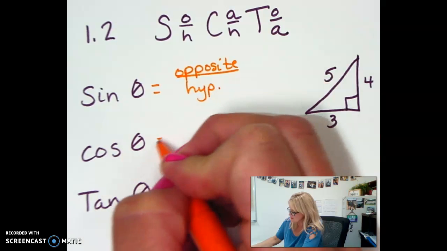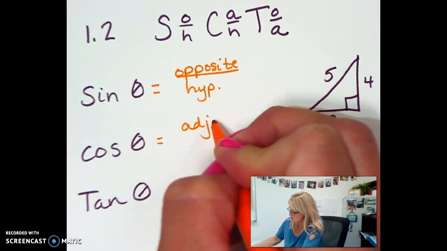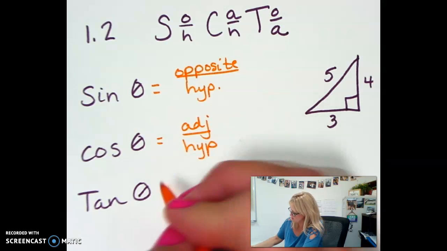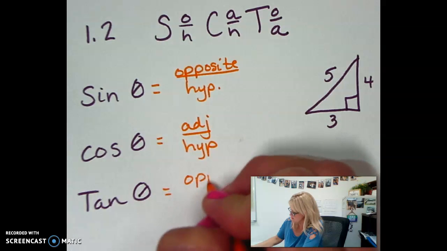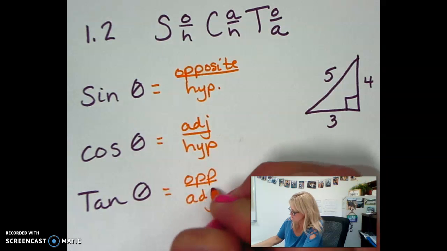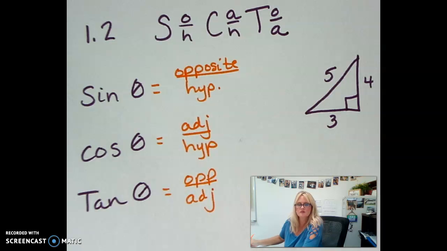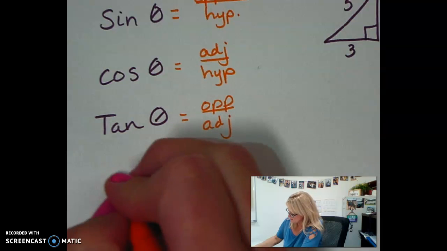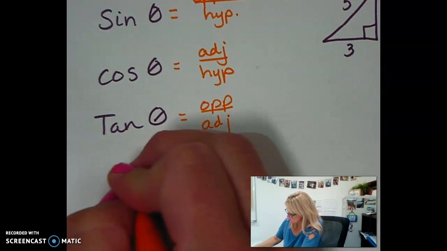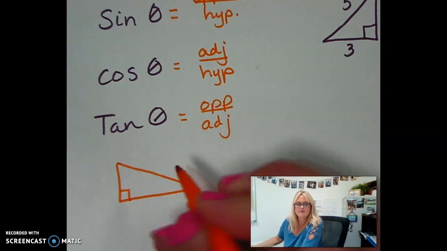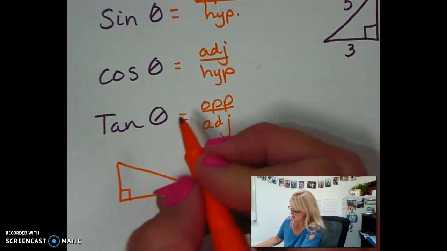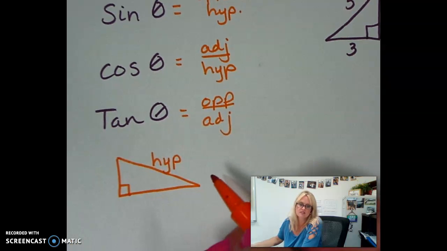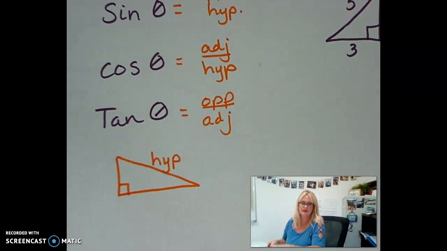The cosine stands for adjacent over hypotenuse, and the tangent stands for opposite over adjacent. Now, when we talk about those parts of a triangle, we're talking about a right triangle. This only works with right triangles. The hypotenuse is always the long side. But the opposite side and the adjacent side can change wherever theta is.